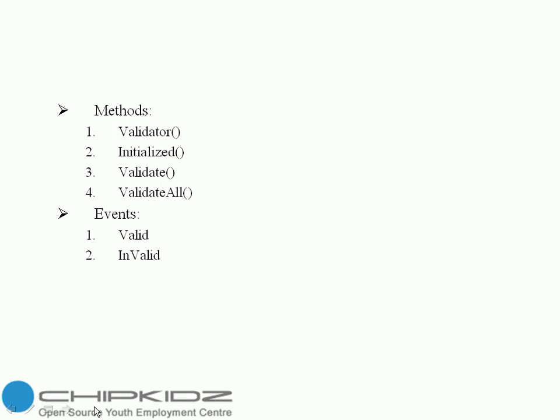Methods. One is Validator, which is a constructor. Second one is initialize. Third one is validate. Validate means perform validation and optionally notify the listener of the result. Fourth one is validateAll method. Then events. One is valid, second one is invalid. Valid means dispatched when validation succeeds. Second one is invalid, dispatched when validation fails.